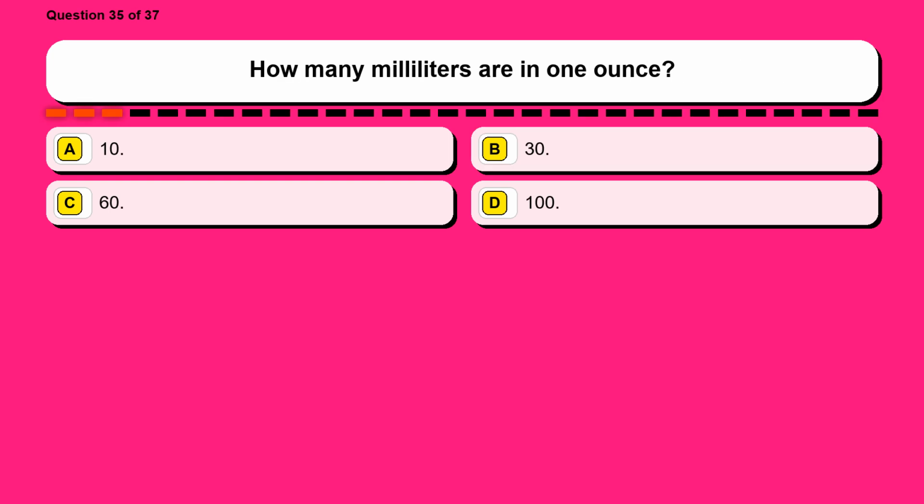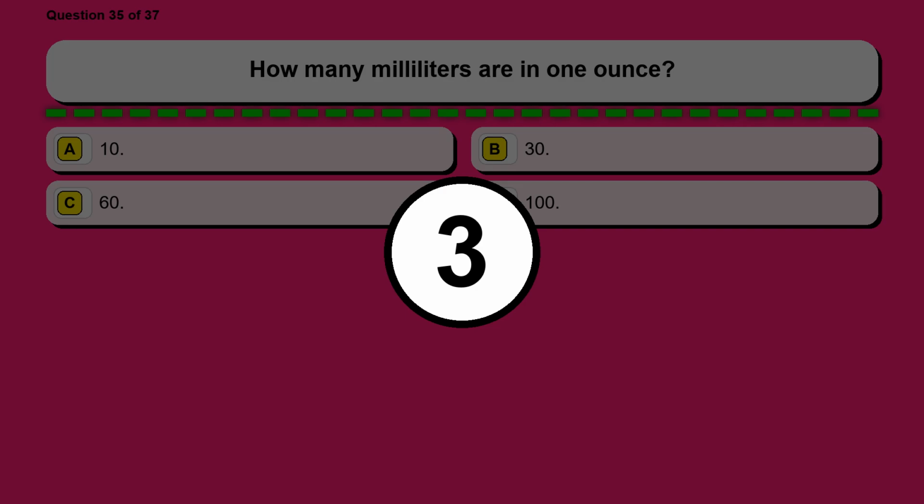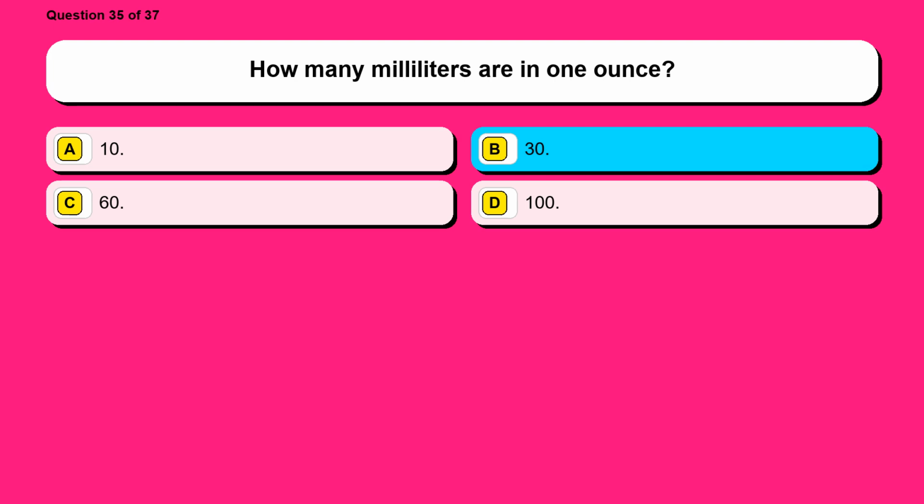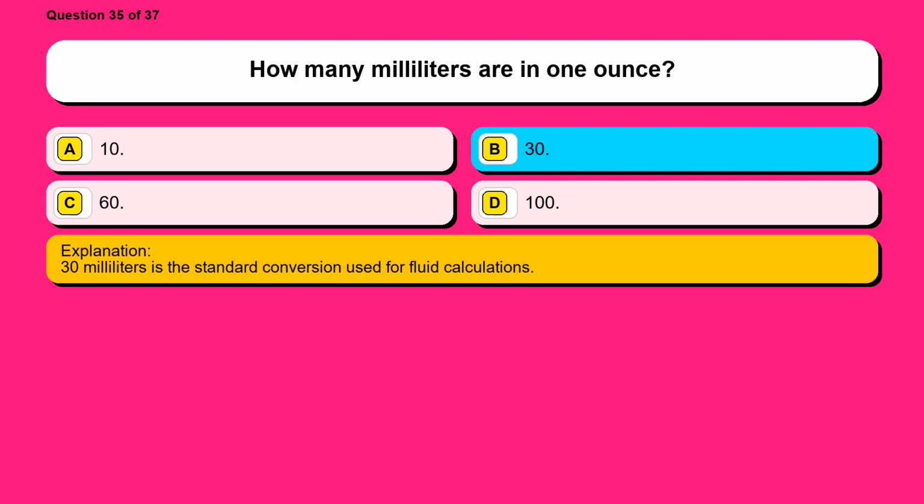Question 35. How many milliliters are in 1 ounce? Option A. 10. Option B. 30. Option C. 60. Option D. 100. The correct answer is option B. 30. 30 milliliters is the standard conversion used for fluid calculations.